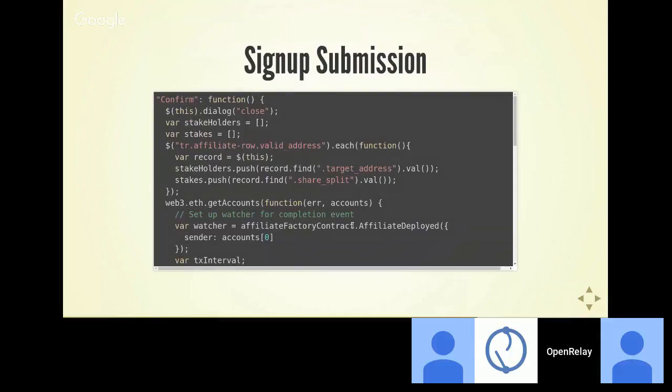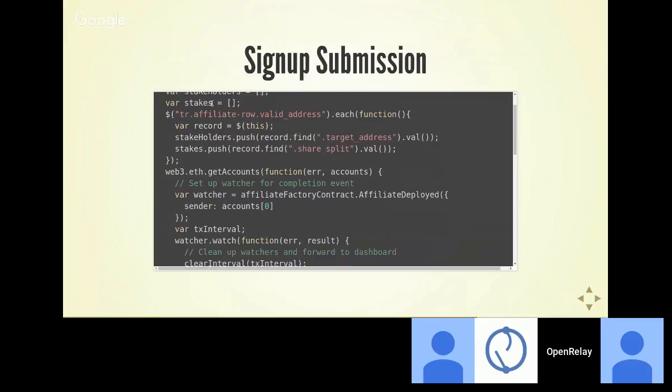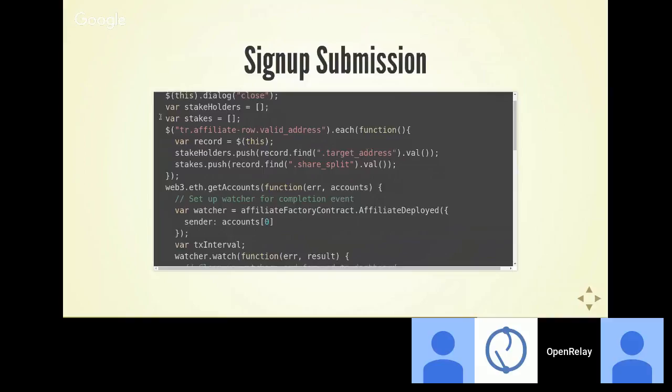Then we get to the sign up submission form, and this is a longer function. But basically, when you click confirm that you want to sign up for an affiliate contract, it's going to close the dialog that you were looking at. Then it's going to create a list of stakeholders and a list of stakes. These are some of the arguments that we have to pass into the affiliate contract sign-up function. So to generate those, it's going to iterate over all of the table rows with the affiliate row class that also have the valid address class.